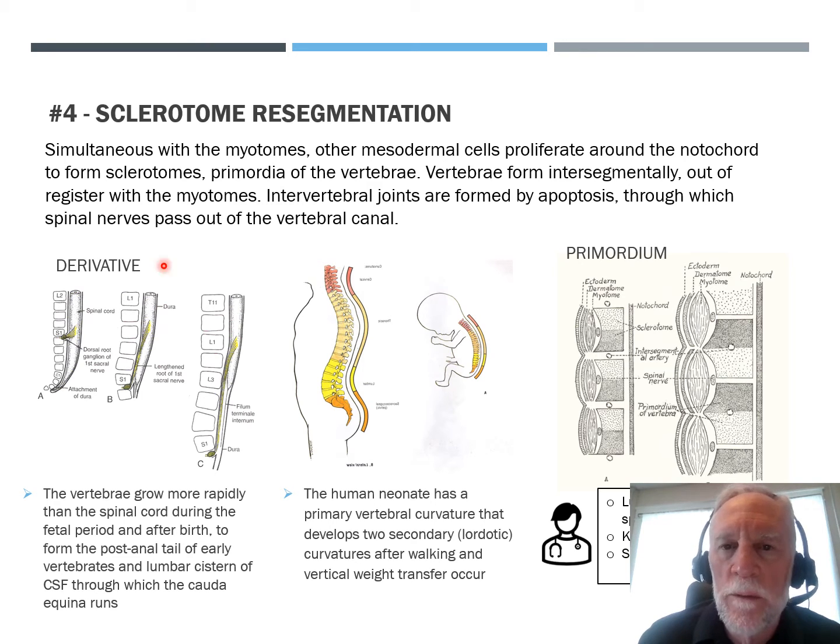After development of the vertebrae, growth of the vertebral column significantly outpaces that of the spinal cord, pulling the spinal nerve roots inferiorly into the cauda equina, surrounded by the lumbar cistern of cerebrospinal fluid internal to the arachnoid mater. Clinical correlation here is lumbar puncture and spinal tap.